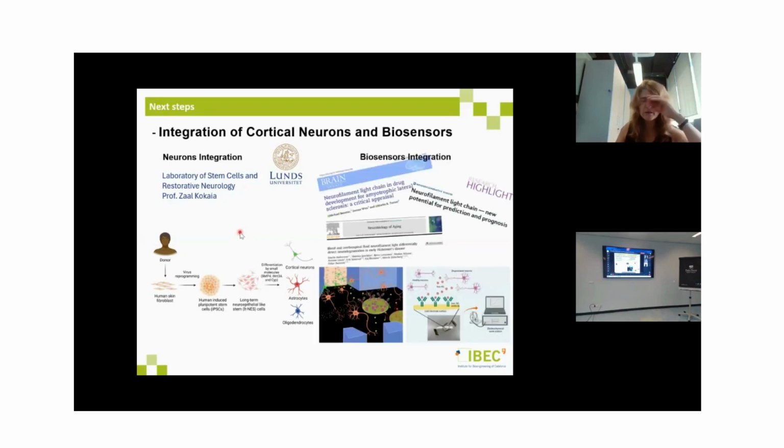And also we are integrating biosensors inside the chip for analyzing neurofilament light chains, because it has been discovered as a very excellent biomarker in the extracellular matrix. So we can analyze in the outlet of our chip the neurofilament light that is produced when the neurons are dying, so they are degenerating. So it's quite an interesting biomarker to be detected inside the chip.